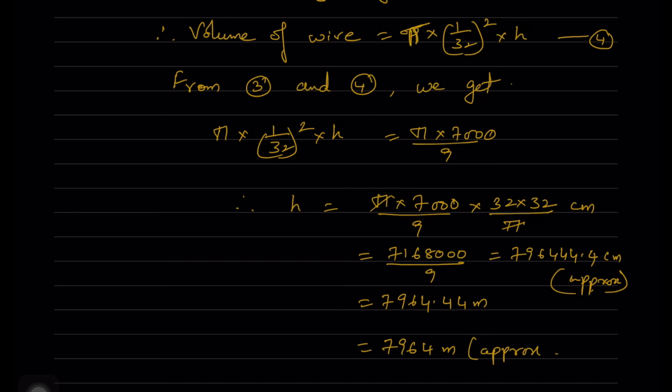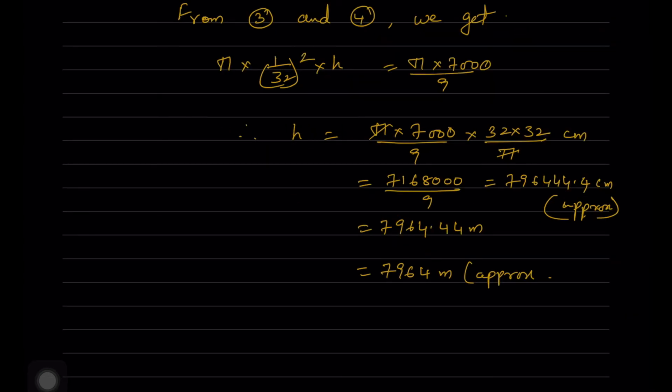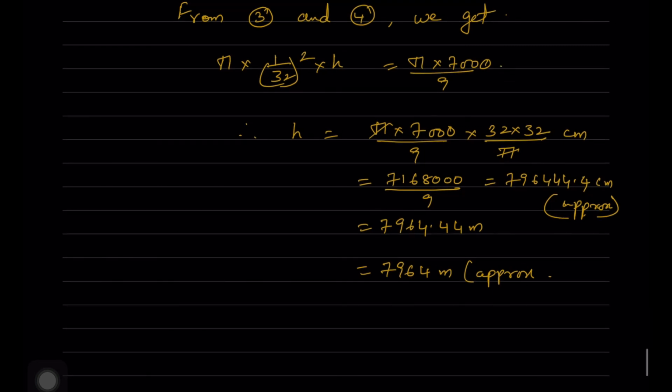You are getting it as 796,444.4. Now we are changing it into meters, so you are dividing it by 100. Here you are having 79644.4 centimeters, because here you are having centimeter cube, here it is centimeter cube, but h centimeters will remain, so you are bringing it from the side to the side. Centimeter cube by centimeter square, so you are getting it in centimeters.